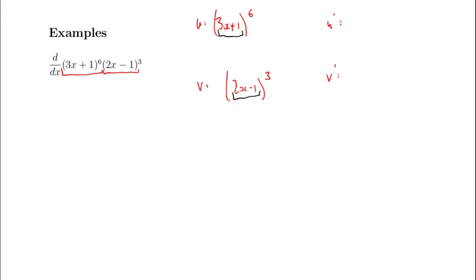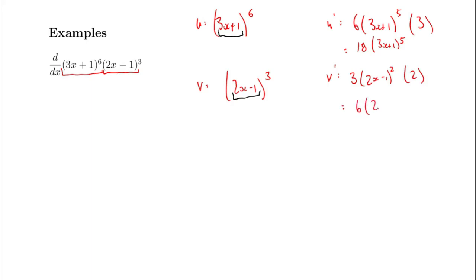All right, hopefully we see this. The derivative of u is really just going to be 6 times 3x plus 1 to the 5th times 3. That's the derivative of the inside. Or really we can say 18 times 3x plus 1 to the 5th. Similarly, v prime is going to be 3 times 2x minus 1 squared times 2, the derivative of the inside part. So we'll call that 6 times 2x minus 1 squared. So those are our derivatives of u and v.